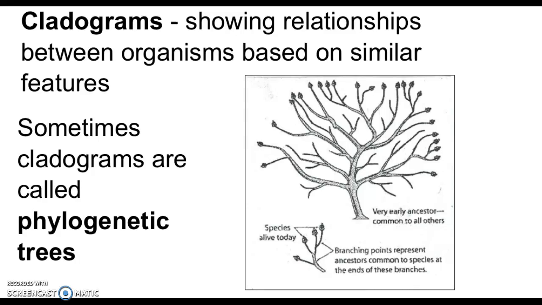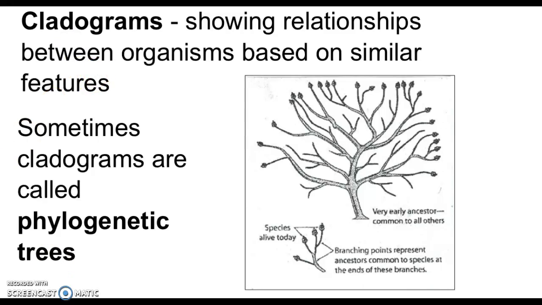So a cladogram is kind of like an evolutionary tree where it's showing how one thing is related to another thing based on similar traits or characteristics. And another kind of fancy name for a cladogram is called a phylogenetic tree, this big word right here.